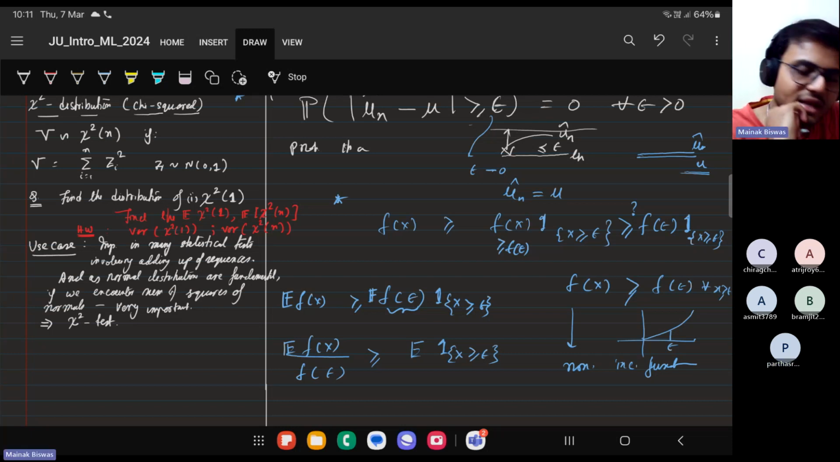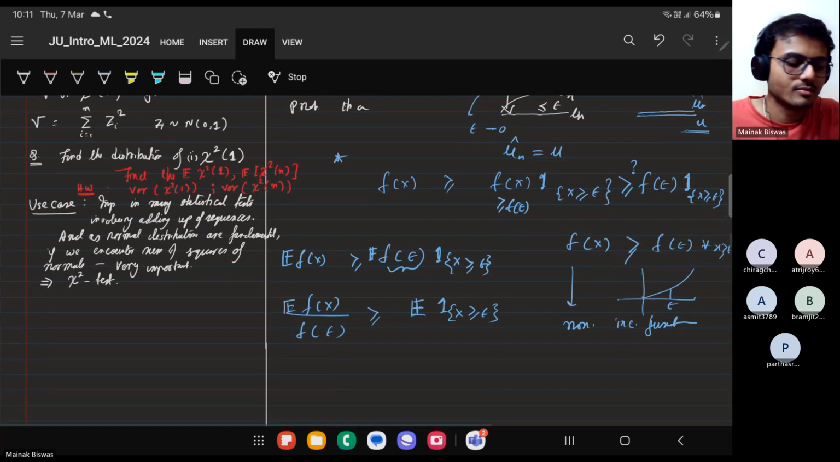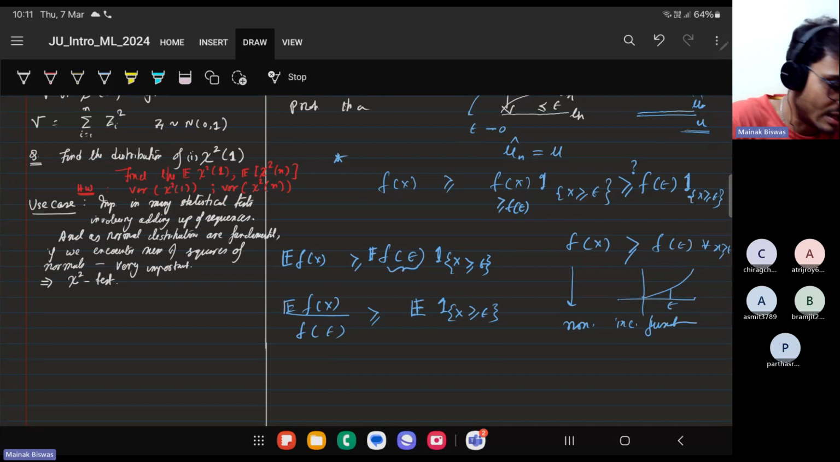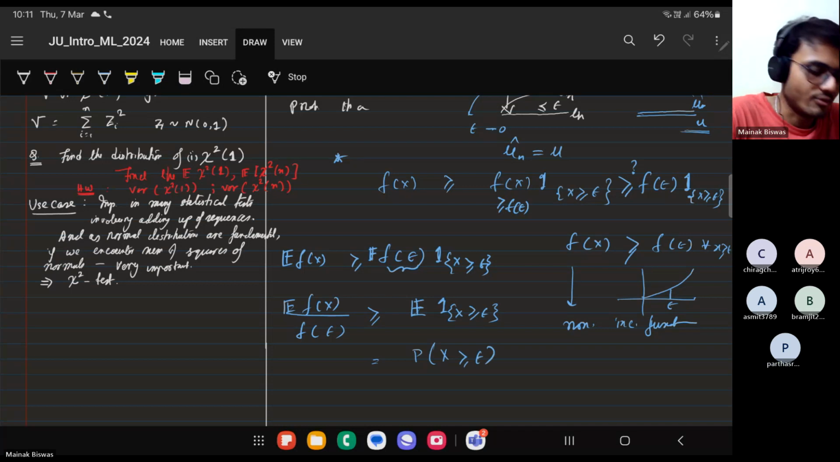So next I took an expectation on both sides, right? F of epsilon is a constant, I took it to the right side, which are all positive values, so the inequality won't flip. So what is the expected value of an indicator? It means the probability of the event itself. So what is the event? Probability of x greater than or equal to epsilon. Very good.